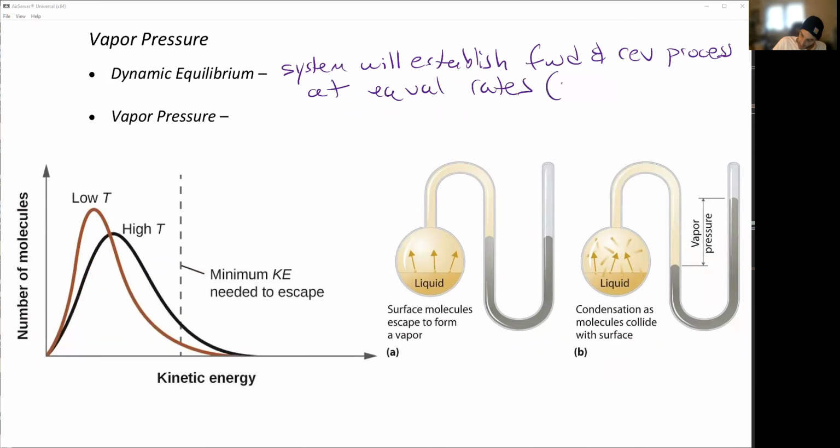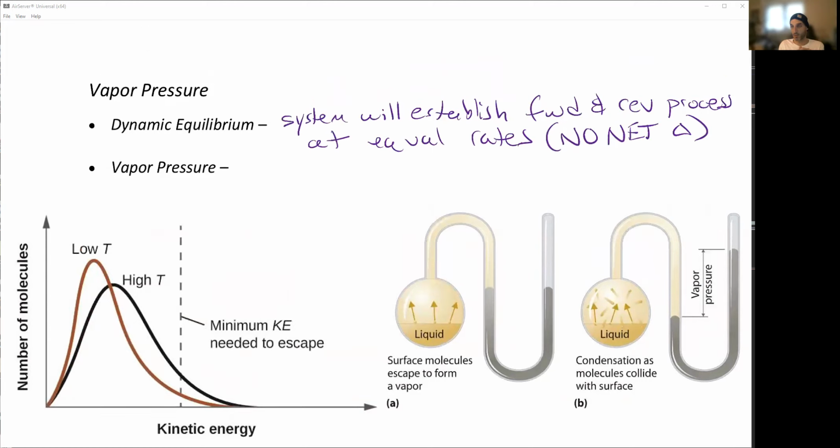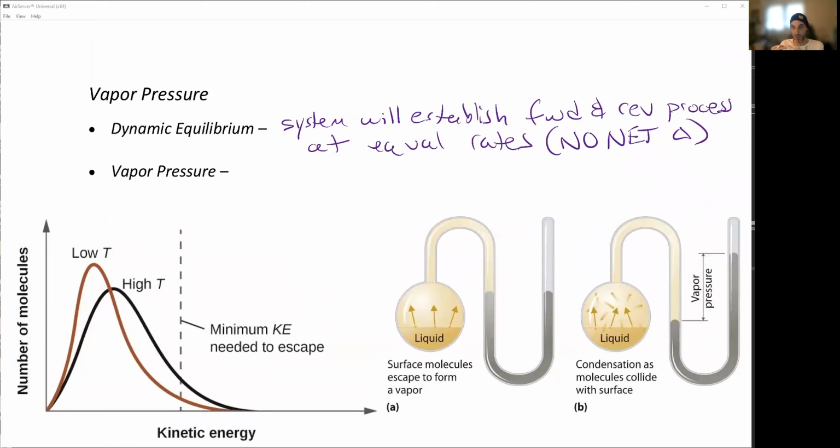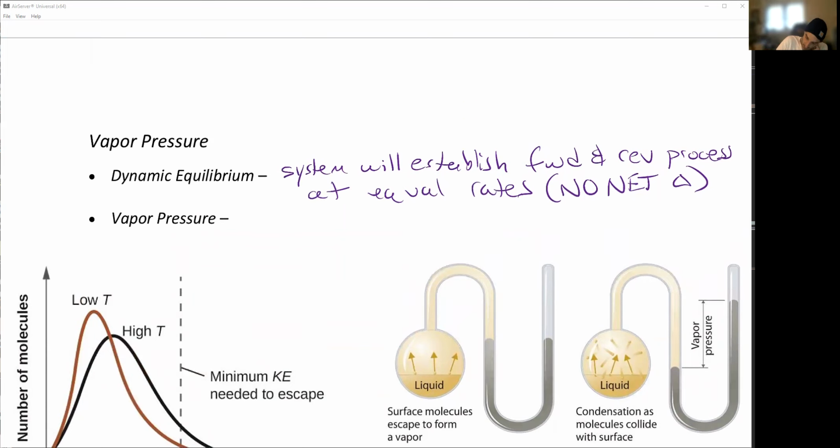So ultimately, what it looks like is there is no net delta, no net change happening. So in a dynamic equilibrium, there's no net change occurring. The molecules are moving around and everything is changing, but it looks like nothing is happening. We call this the bathtub model.